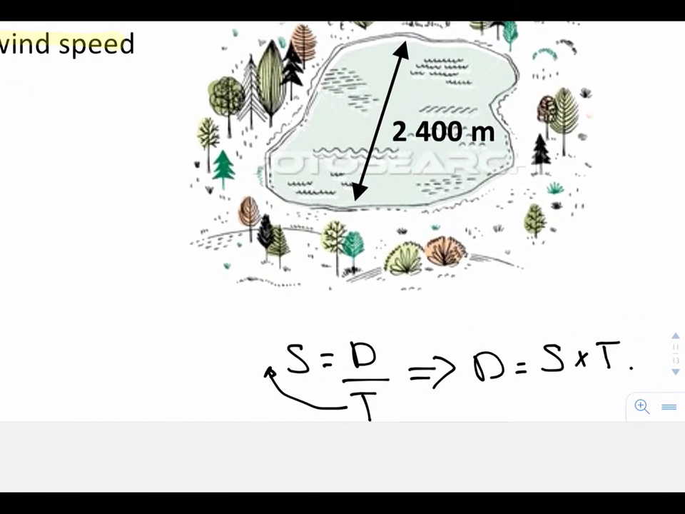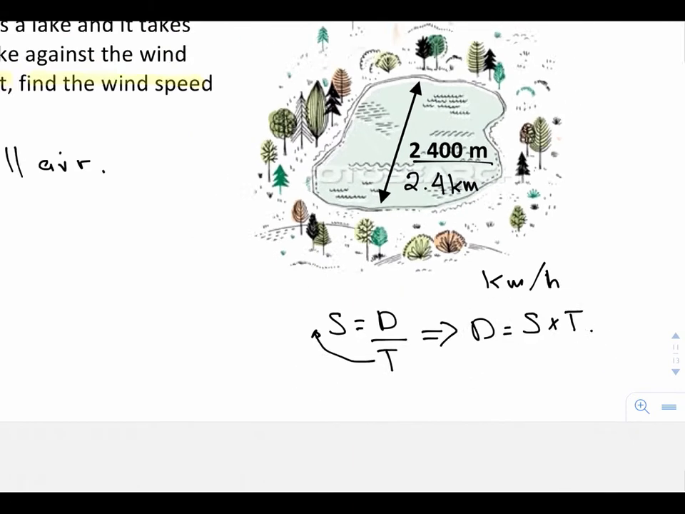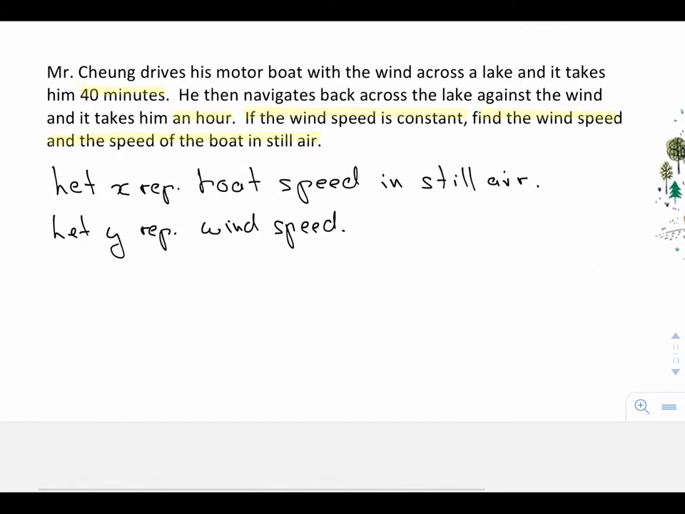In addition, I want to express all my final answers in kilometers per hour, because those are familiar units to us. If you drive a car or have been in a car, you know that it goes in kilometers per hour. So that means right away we have to convert this meters business into kilometers. So 2,400 meters is equivalent to 2.4 kilometers.